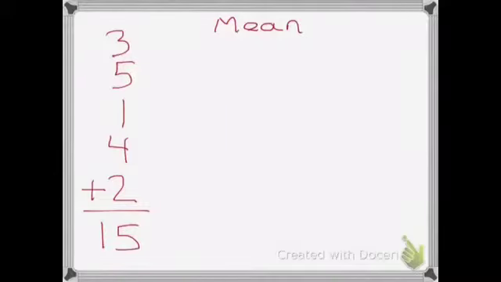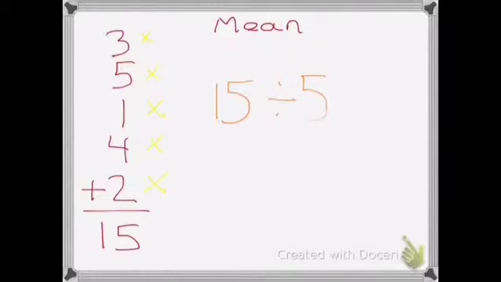Now our next step is we want to take that number and divide it by how many groups of data there are altogether. So how many pieces of data there are total. If we count, we're going to see that there are 1, 2, 3, 4, 5 different pieces of data. So we want to divide our total of 15 by 5.